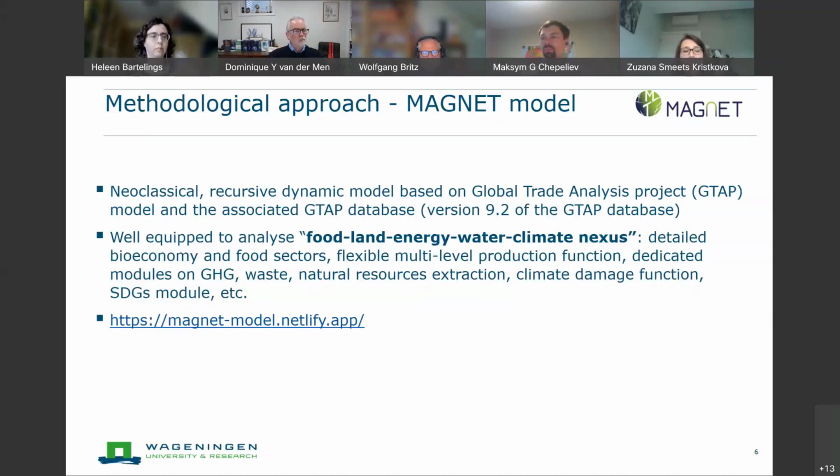It also has dedicated modules for greenhouse gas emissions, which is of course very relevant in this case, as well as waste and circular economy, natural resource extraction, etc. And also, last but not least, there is an SDG module, a dedicated module to provide, for example, a Sustainable Development Goals perspective. So not only focusing on GDP, but on other indicators.